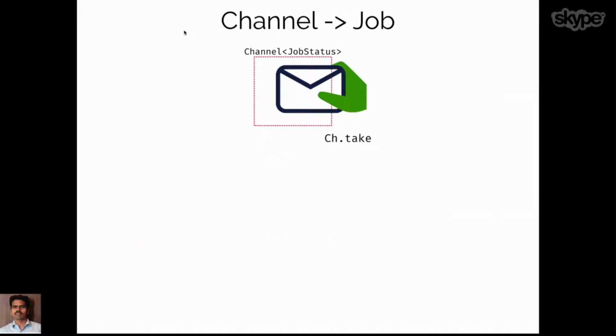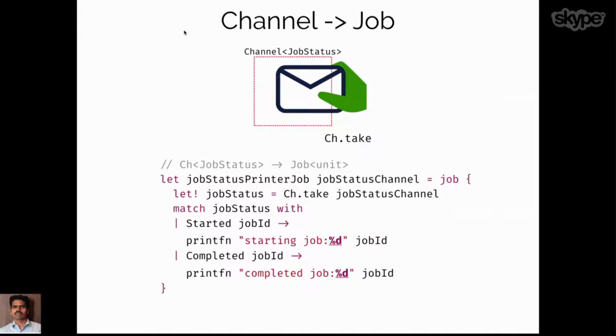On the other side, we have another job, which we create through another function called job status printer job. It takes the job status channel, takes the status from the channel, and sees whether the job status is started or completed, and prints something accordingly. So it's pretty simple stuff.